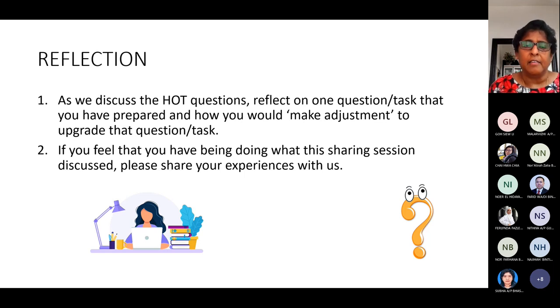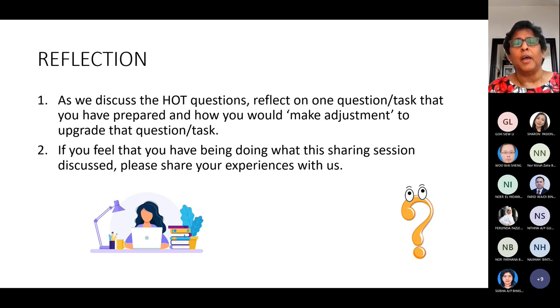And the second thing is, for us to accomplish this ability to transfer, we need to have HOTS questions. And that can be done using performance tasks and projects. I just want to highlight these two things because they really help me a lot in understanding, okay, am I doing a project? Am I doing a performance task?